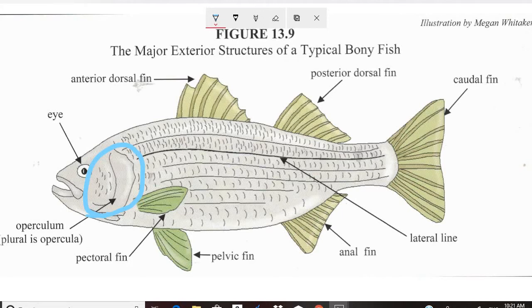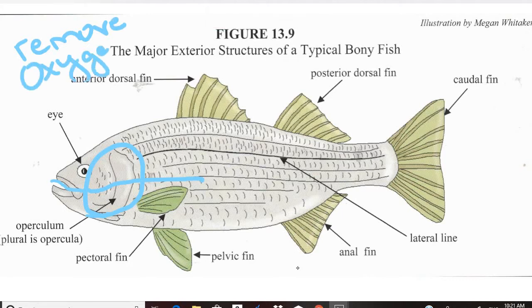So again, as the fish swims, the water moves in through the mouth, and then it flows over the gills, and as it flows over the gills, they remove oxygen from the water, and they place CO2 in the water. So they get rid of their waste by putting it into the water.